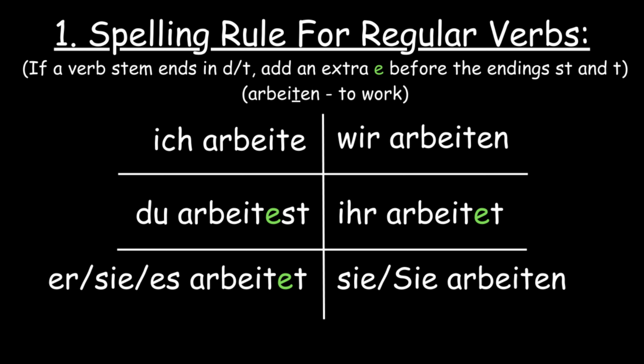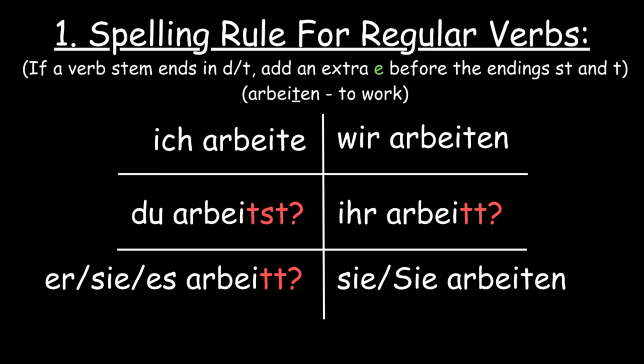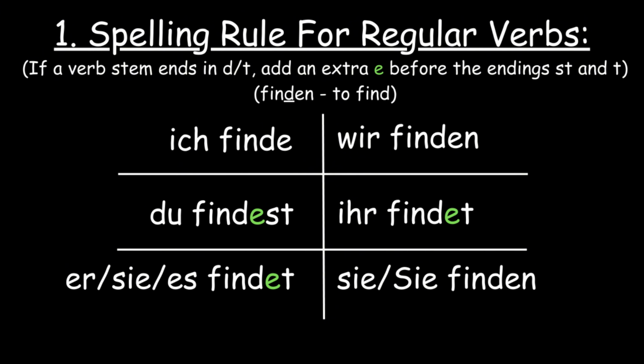Notice that the extra e separates the consonant endings because without it, the pronunciation will be nonsensical, which is why we add the extra e. A different verb is finden, whose stem ends in d. Ich finde. Du findest. Er, sie, es findet. Wir finden. Ihr findet. Sie finden. The extra e is a significant spelling rule to know.